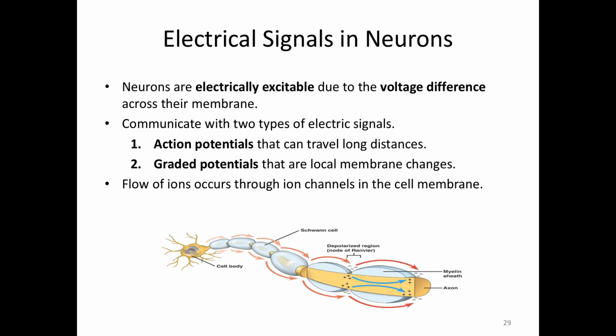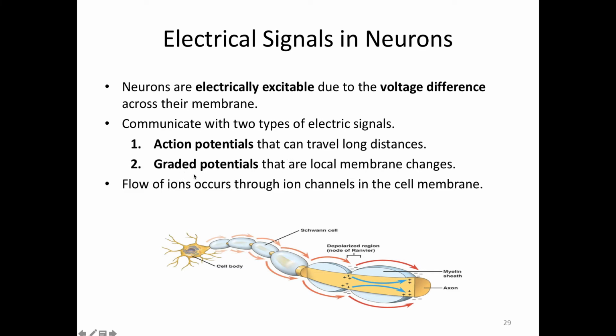So two types of electrical signals exist. One are action potentials. These are the ones that have to be set off by a threshold stimulus or above and have a predictable and repeated pattern. These are also the ones that can travel down the axon in long distances.